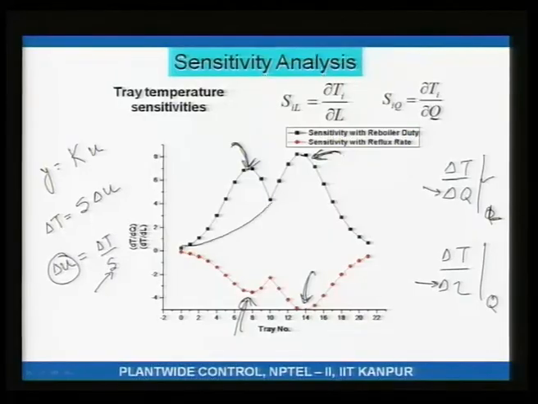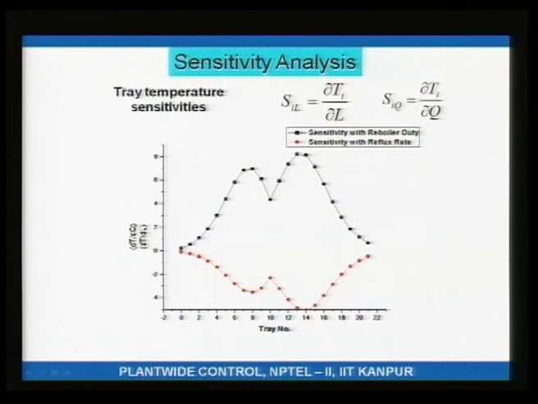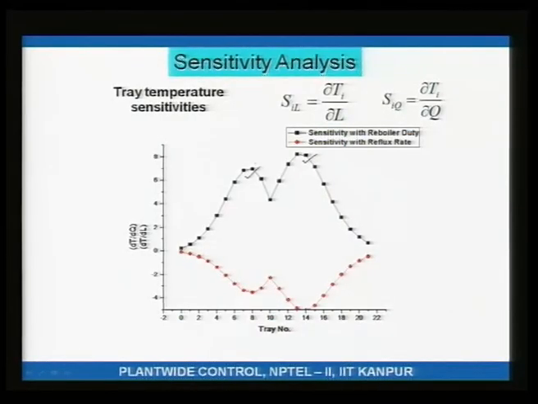You may have columns that are very short. In those cases, what you will find is that getting two sensitive locations does not happen; the sensitivity plot may look something like this. If the sensitivity plot looks like this, I would not go for dual ended temperature control, right? So on such a column where the sensitivity plot is like this, I would recommend single ended. If my sensitivity plot is like what is shown here, well, this sensitivity analysis is showing that there are indeed two locations that are highly sensitive, and therefore they should be reasonably independent, and I may control this tray temperature and that tray temperature.